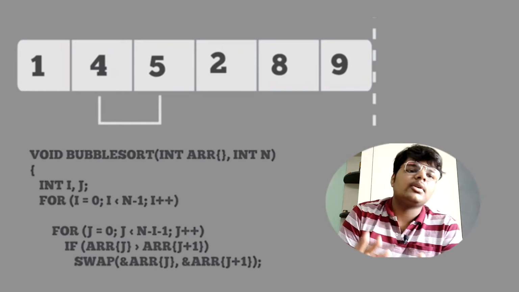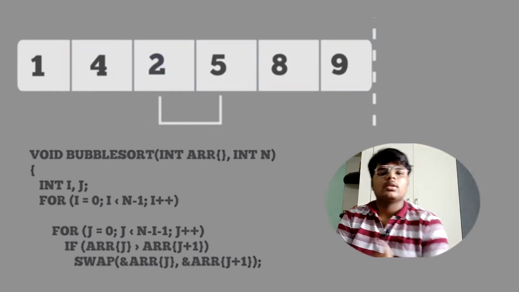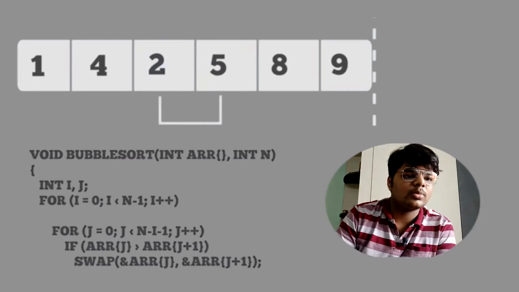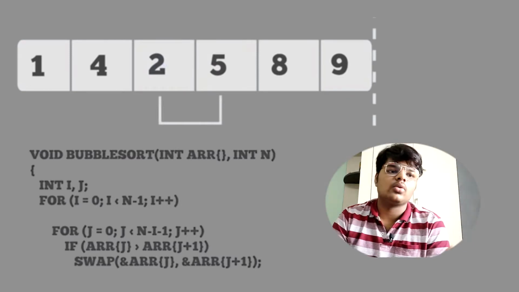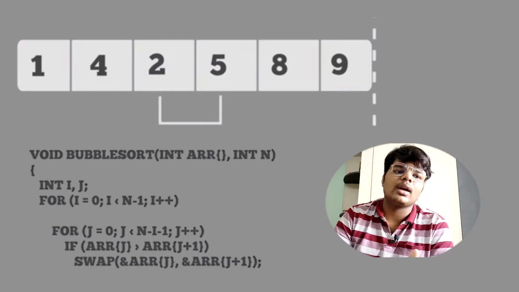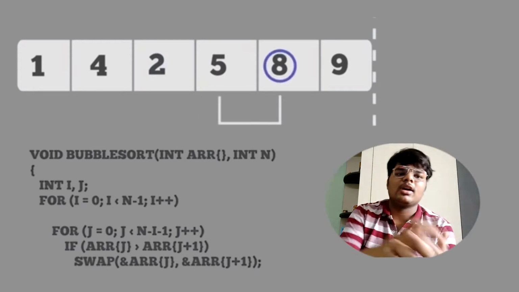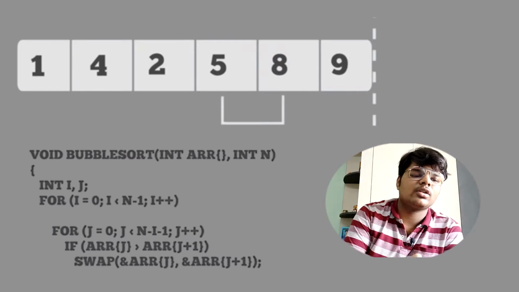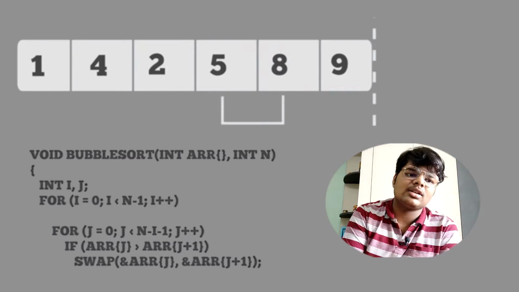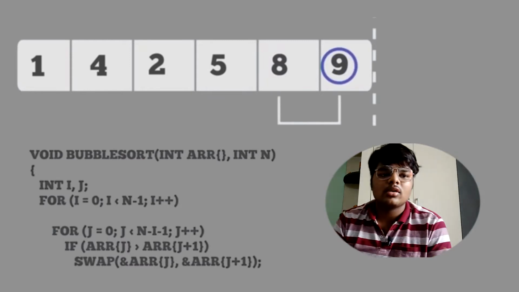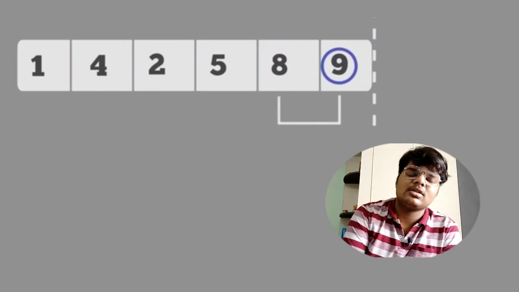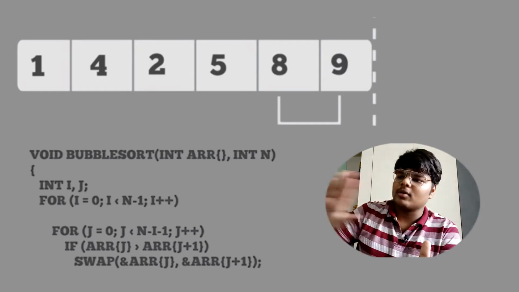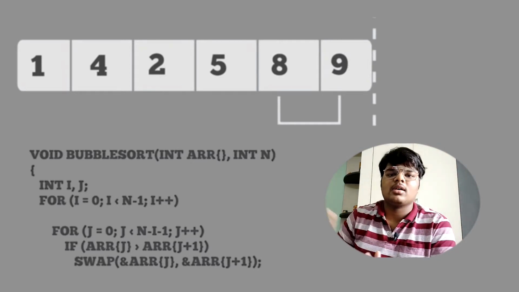Now compare 5 with 2, and as 2 is smaller, swap the positions. So again the array gets updated and the new array becomes 1, 4, 2, 5, 8 and 9. Now in the next case, 5 is smaller than 8, so no action is taken and swapping is not done. And this is the same for 8 and 9. This is not the end of the algorithm, this is just the completion of the first iteration. As I previously said, we have to traverse up to the last element of the array.